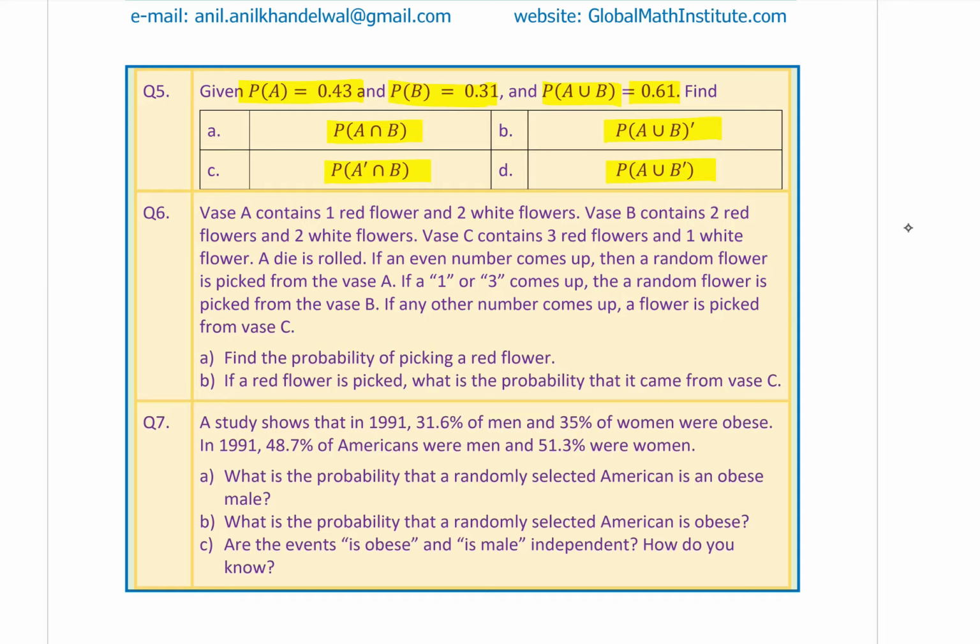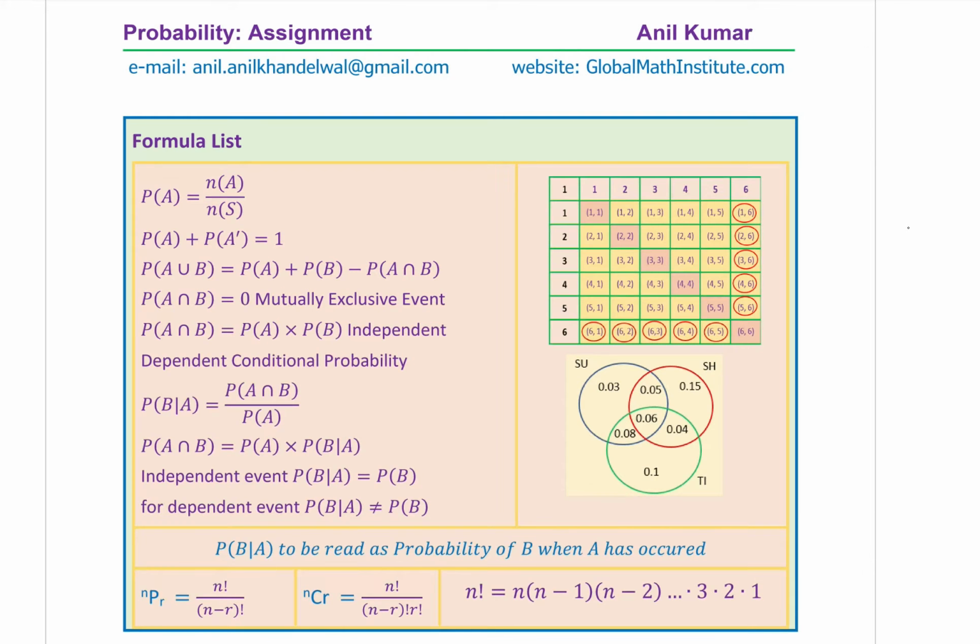You can pause and answer and then look into my solutions. Let us begin with the formula sheet to understand and review the concepts learned.